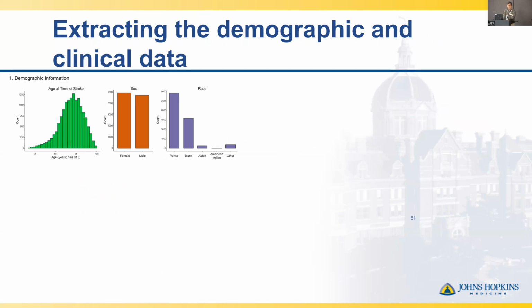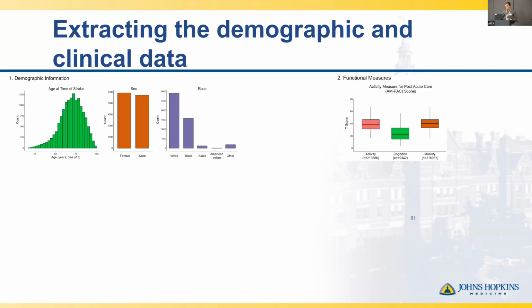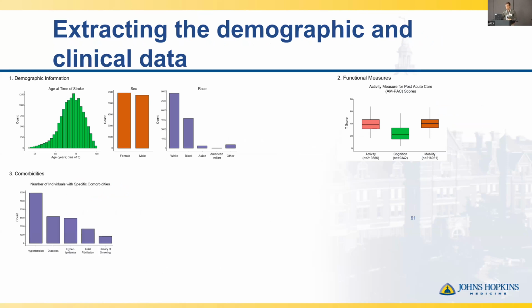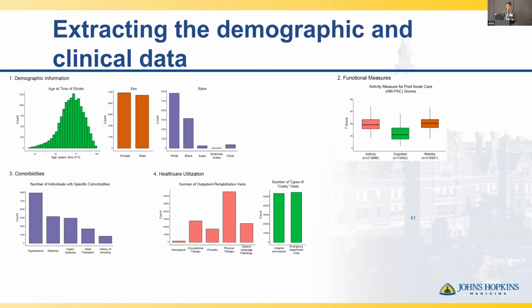So here are just some basic representations of the demographic data that we're able to collect, things like age at time of stroke, sex, or race. We also collect functional measures, as I showed you earlier, here showing some AMPAC scores that Danny Young had talked about earlier today. We have a wide variety of comorbidities. We bring in data not only from what's collected in the rehab settings, but if we need data on comorbidities, we have access to many of those types of data as well. We can get data on healthcare utilization.